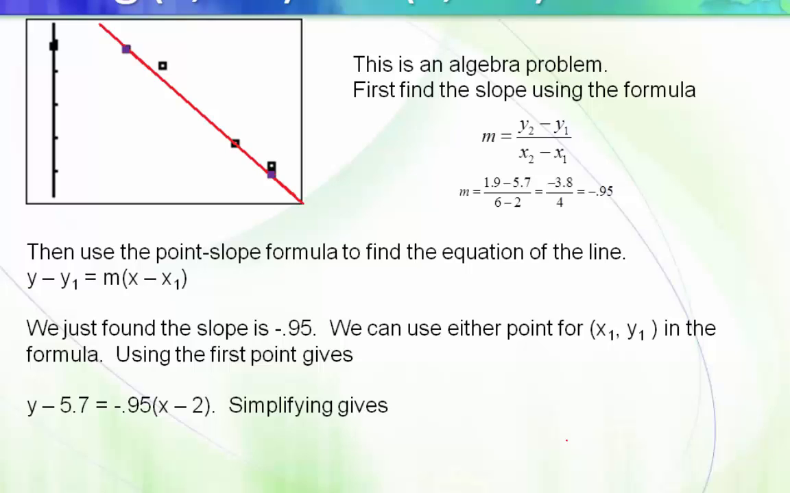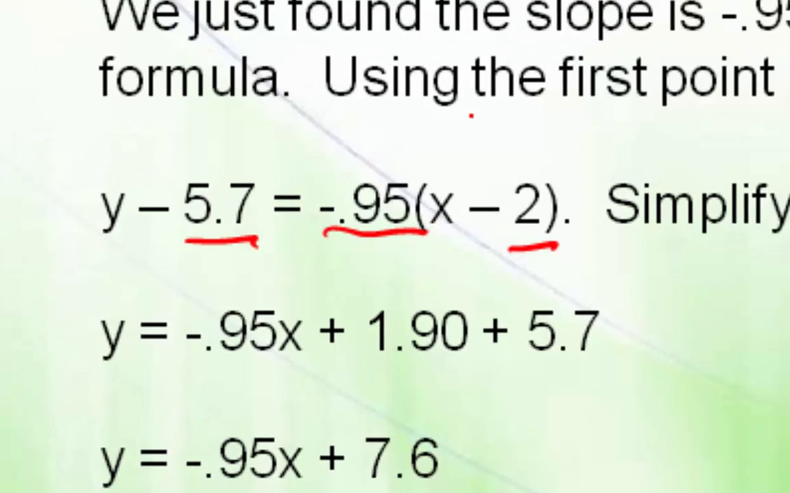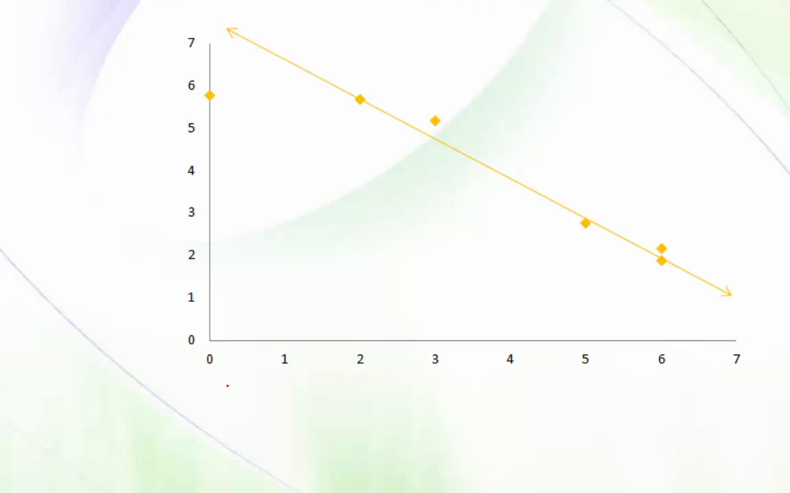And I use the point 2, 5.7, so I put the 2 in for x1 and the 5.7 in for y1, the slope of negative 0.95 in for the m, and just simplify. So that gives us an equation of y equals negative 0.95x plus 7.6. And this is what the equation looks like graphed with the points on the scatter plot.